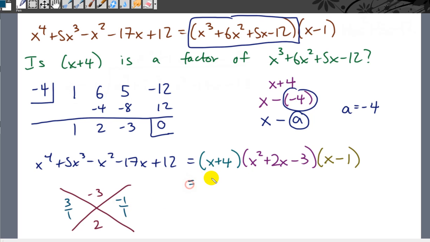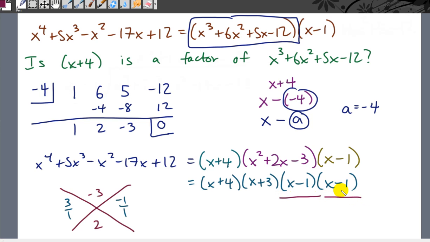So this is the same thing as x plus 4 times x plus 3 times x minus 1 times x minus 1. Now we can regroup this. As you can see, these factors are the same, so we can rewrite this expression, x raised to the 4th plus 5x cubed minus x squared minus 17x plus 12, as x plus 4 times x plus 3 times x minus 1 squared. Please let me know if you have any questions so far.